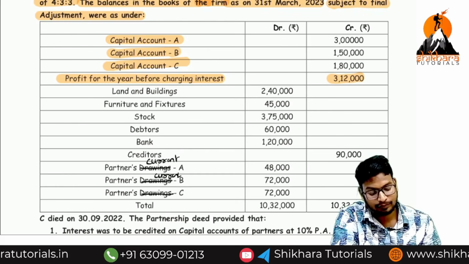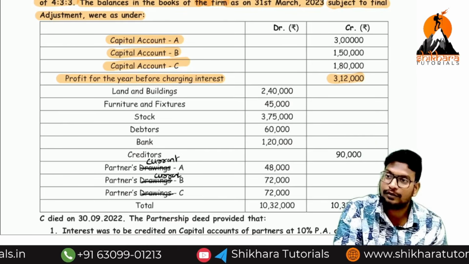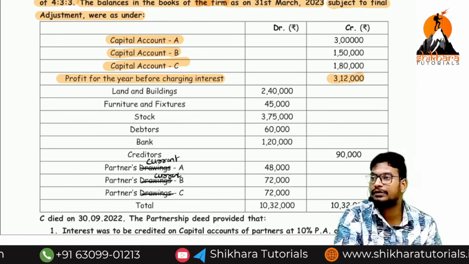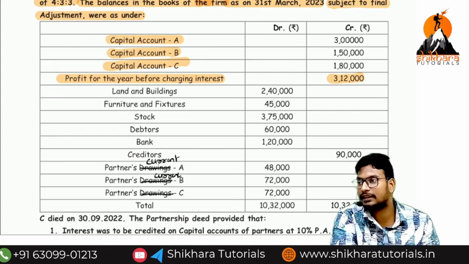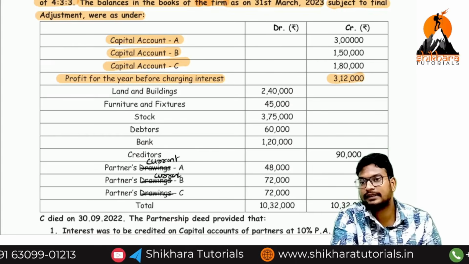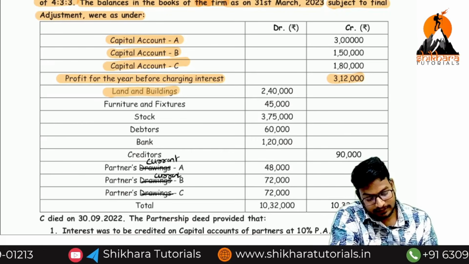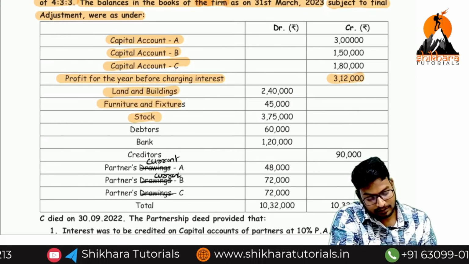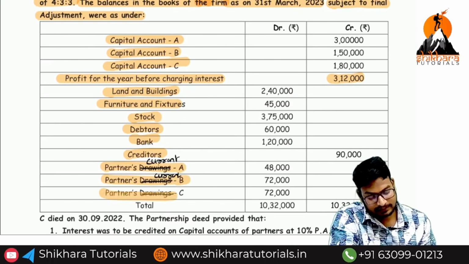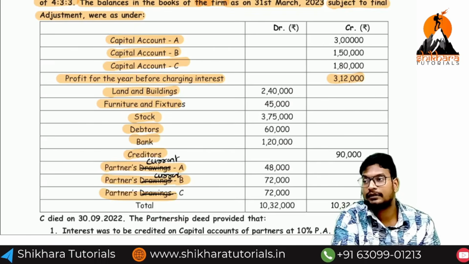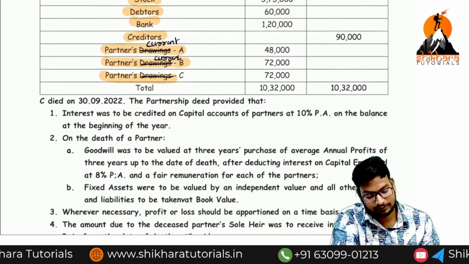What is the profit? 3,12,000. Before charging interest or after charging interest? Before charging interest. That means first we need to deduct the interest. Then whatever amount remains will be distributed to the existing partners in the profit sharing ratio. They have given land and buildings, furniture and fixtures, stock, debtors and bank, creditors, and please rectify, these are called partners' current accounts. This means it is the fixed capital method, which we are doing.